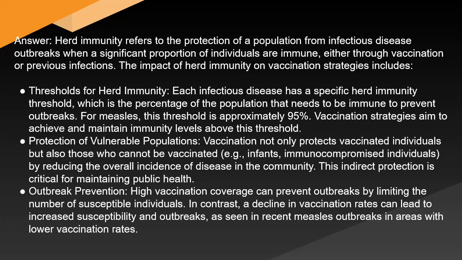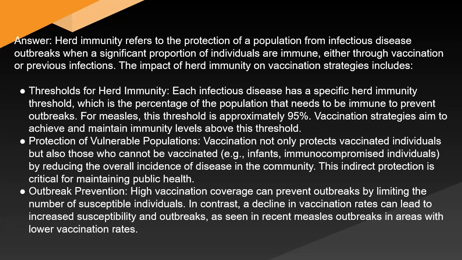The impact of herd immunity on vaccination strategies includes thresholds for herd immunity. Each infectious disease has a specific herd immunity threshold, which is the percentage of the population that needs to be immune to prevent outbreaks. For measles, this threshold is approximately 95%. Vaccination strategies aim to achieve and maintain immunity levels above this threshold.